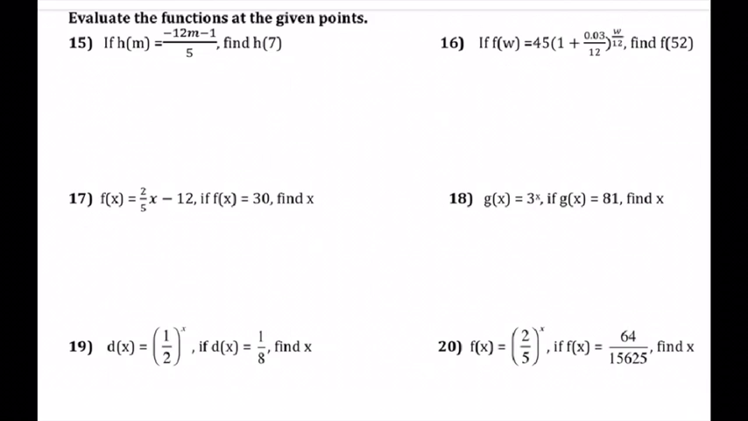But let's do a couple of functions here. So let's do number 15 and number 17. I want you guys to try both of those, just modeled on what we just barely did.